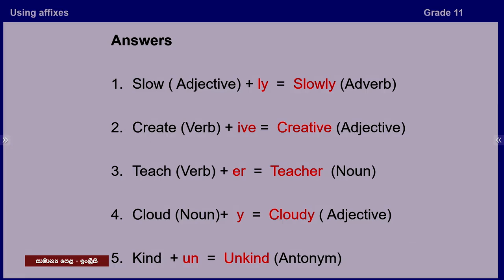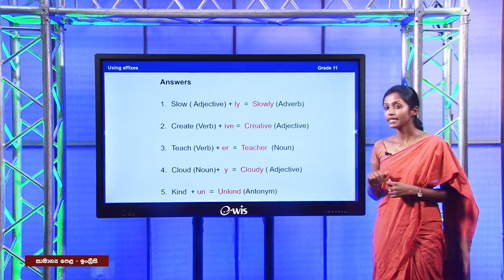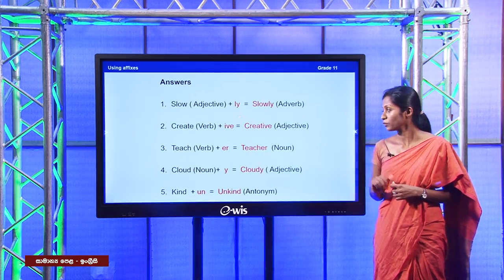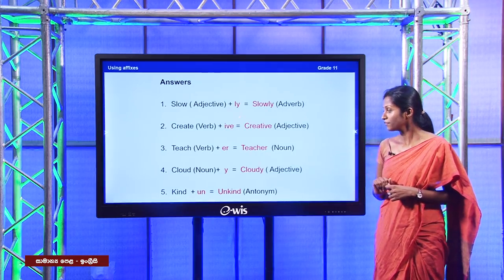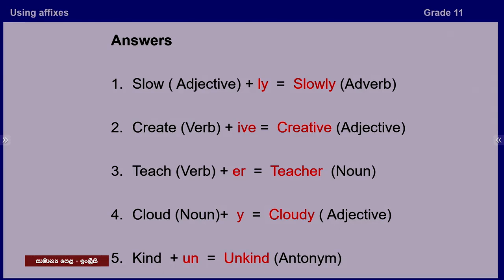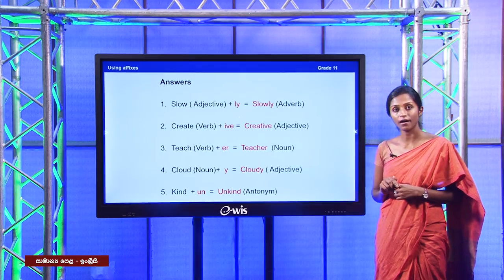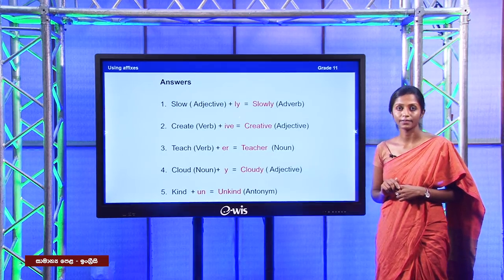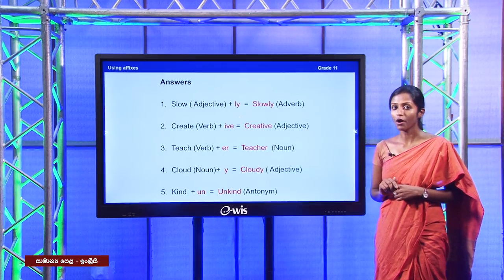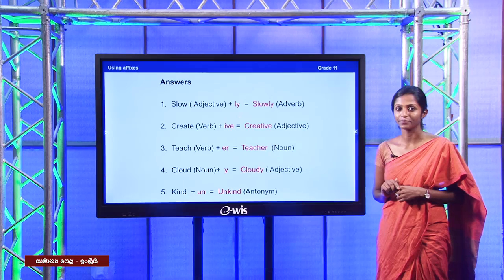In the third one, we have to create a noun, and we have the verb teach with us. So we can add er and make the word teacher, which is a noun. In the fourth one, we have the noun cloud, and we have to create an adjective. So it's easy to add y and make it cloudy. In the fifth one, we have the word kind, and we have to create an antonym. So we can add the prefix un and make it unkind. I'm sure you all got everything correct in this activity.